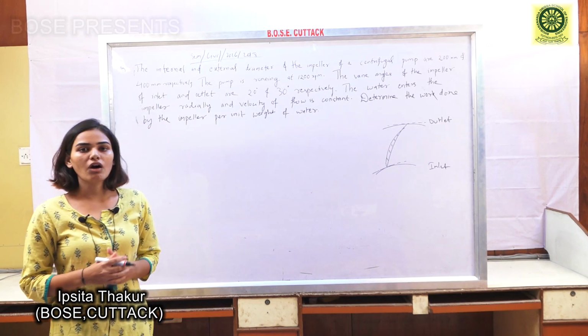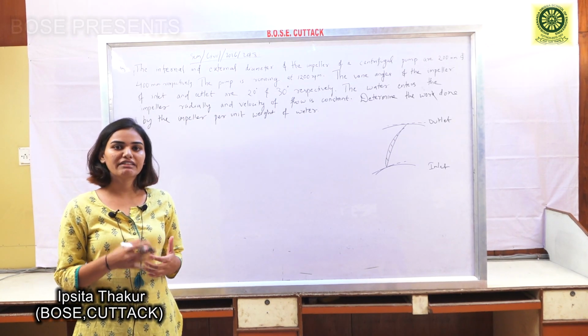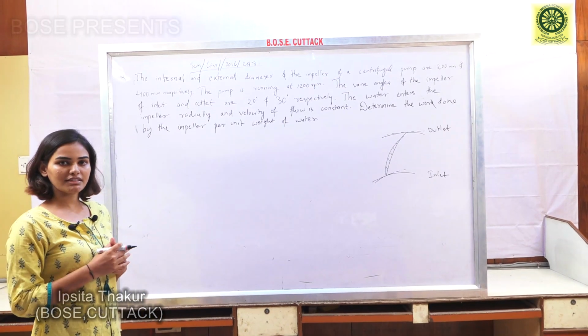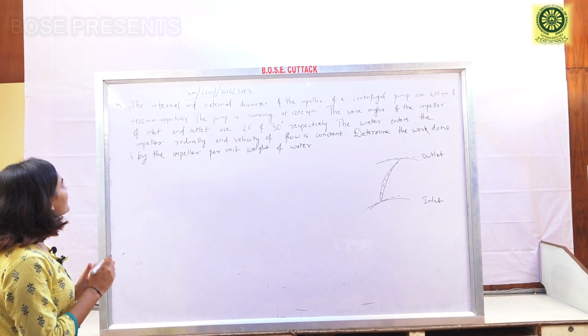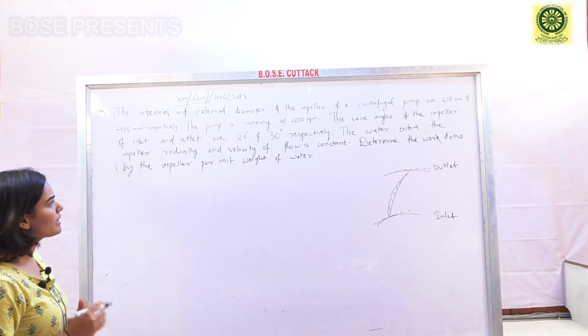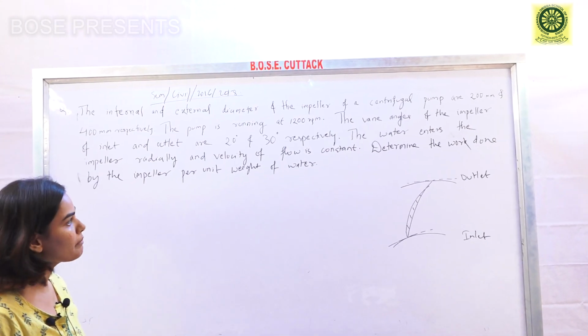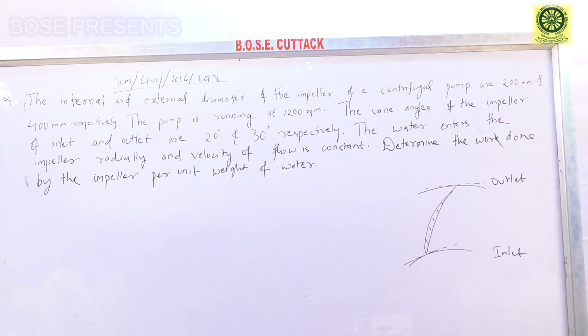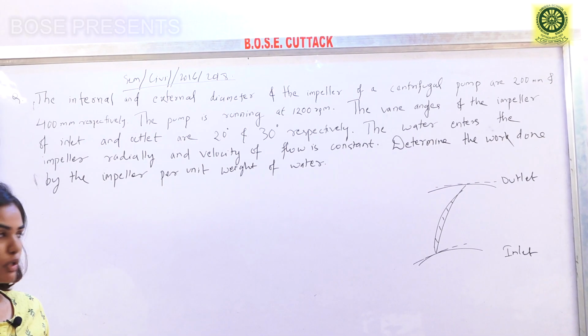Previous year question on hydraulic machines, which is a civil engineering 4th semester subject. So let's first read the question. The internal and external diameter of the impeller of a centrifugal pump are given as 200 mm and 400 mm. Okay, the question is related to centrifugal pump.